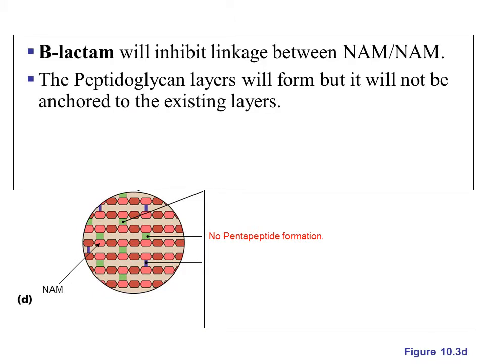The beta-lactams that we just discussed will inhibit linkage between NAM and NAM. The beta-lactams will stop the production of that purple block that's in the picture. So if you look at the picture, we now have a green block. So that means no pentapeptide will be formed. In that case, the peptidoglycan layer will form, but it will not be anchored to the pre-existing layer.